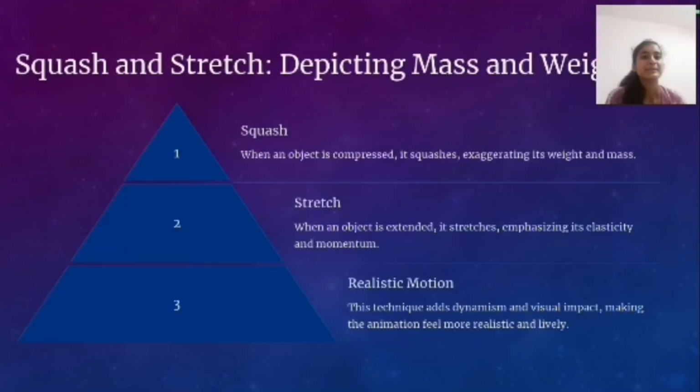The next parameters are squash and stretch. Squash: when an object is compressed, it squashes, exaggerating its weight and mass. Squash means flattening or compressing along a certain axis. Stretch: when an object is extended, it stretches, emphasizing its elasticity and momentum. That is, it provides weight, elasticity and believability to characters and objects. Then realistic motion. The technique adds dynamism and visual impact, making the animation feel more realistic and lively. It is a key concept of animation which makes viewers feel realistic movements.